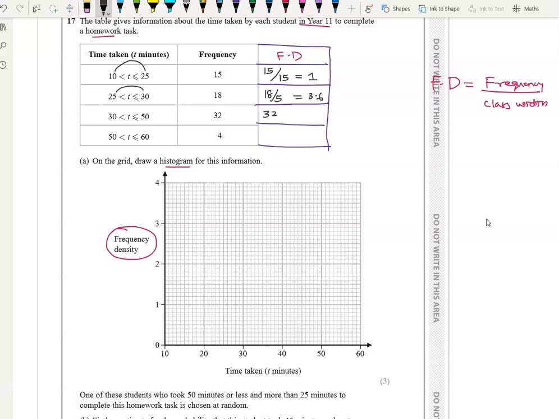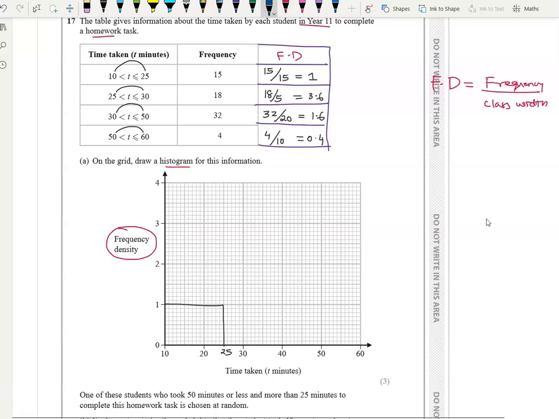Next one, the frequency is 32 divided by the difference in the limits. 50 minus 30 is 20, so divide by 20, that will give you 1.6. And lastly, you have 4 divided by 60 and 10, the difference is 10, so it is 0.4. Okay, so using the frequency density, we can draw the histogram. So the first group is from 10 to 25. So you have 25 here, and its frequency density is 1, so your first one will be of this height.